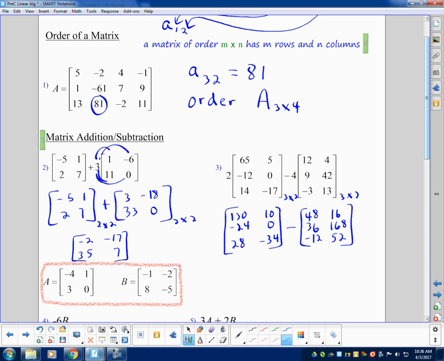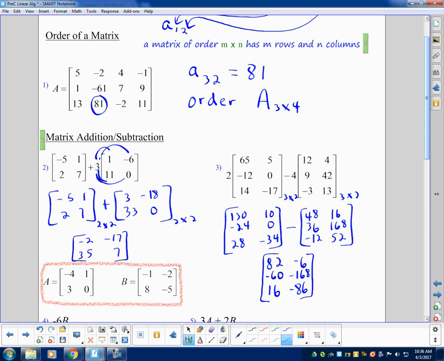And then I can subtract them component-wise. But like I said, you could have multiplied by the negative 4 and then just added them if you prefer. So my new 3 by 2 matrix, when I go to subtract these two, 130 minus 48, it's 82. 10 minus 16 is negative 6. Negative 24 minus 36 is negative 60. 0 minus 168 is negative 168. 28 minus 12 is 16. And negative 34 minus 52 is negative 86.